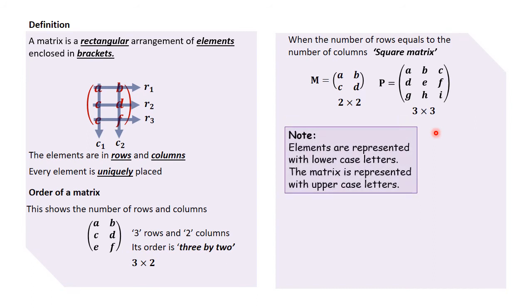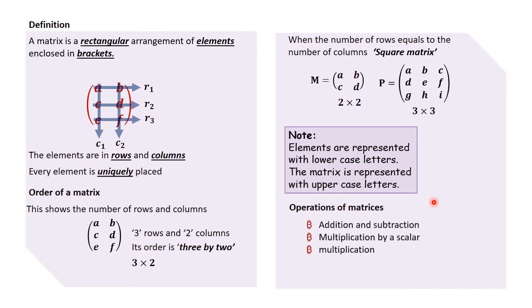Now, as I move on towards the end of the lesson, I would like to say something. Notice that the elements like a, b, c, d are represented with lowercase letters, whereas the matrix like M is represented by an uppercase letter. So please notice that elements of any matrix are normally represented by lowercase letters, and the matrix itself is represented by an uppercase letter. So please take note of that as we familiarize ourselves with the notation of matrices. Now, we are going to be looking at operations of matrices in subsequent lessons.